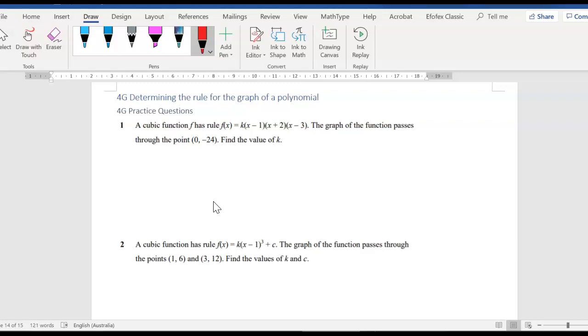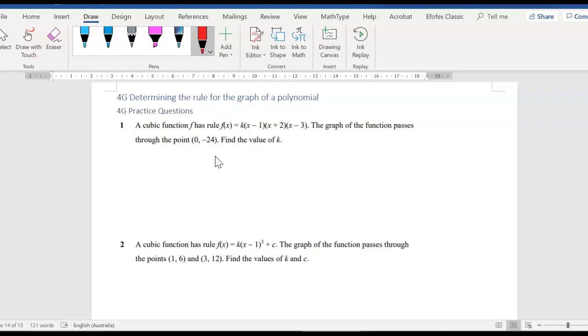Hi everyone, in this video we're going to go through 4G, which is determining the rule for the graph of a polynomial. So we'll basically be given a bit of information. Sometimes you might have your expression in factorized form as we have in question 1. We have to find the value of k in this one.